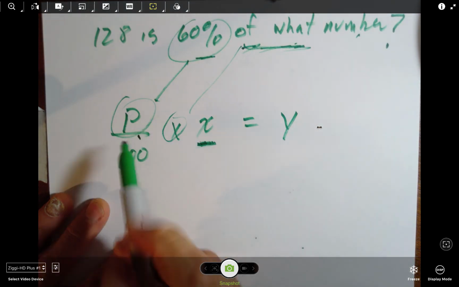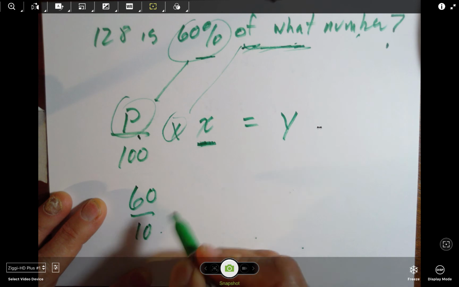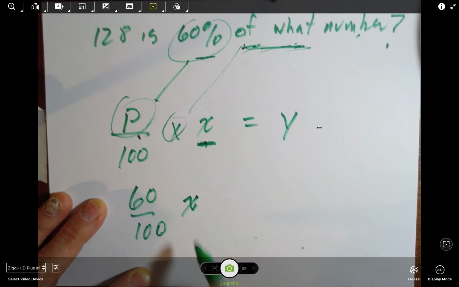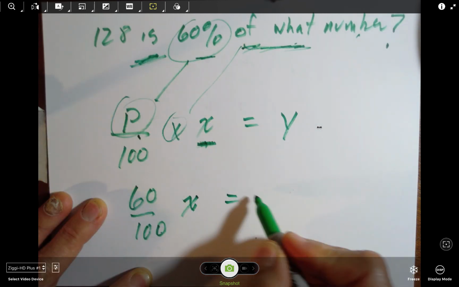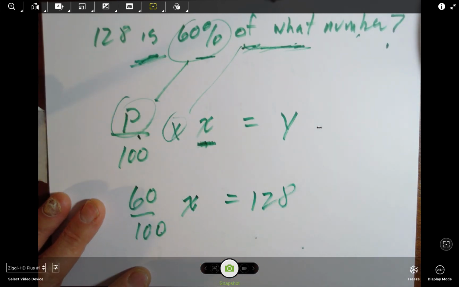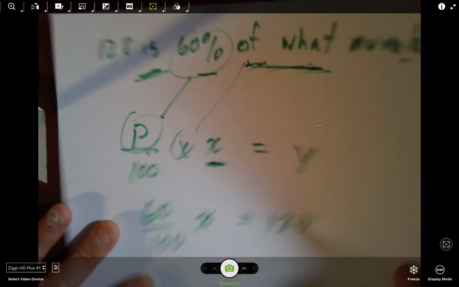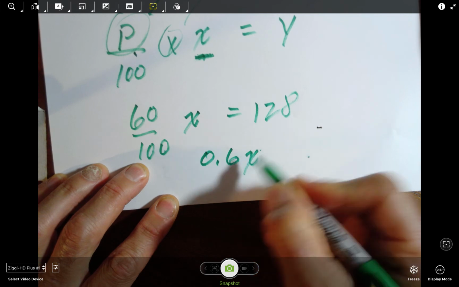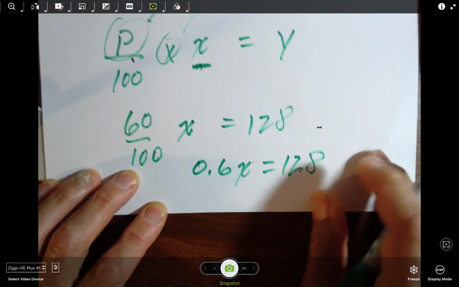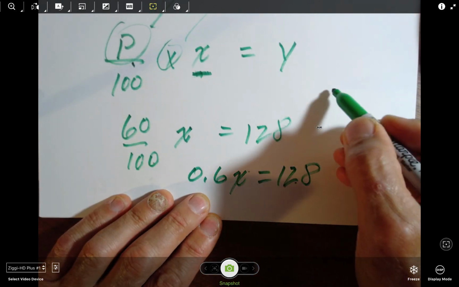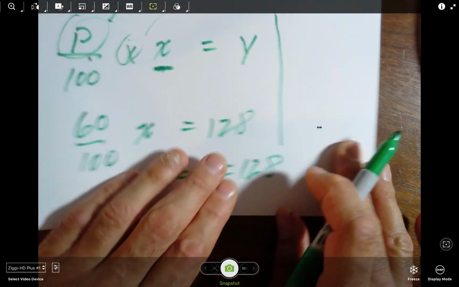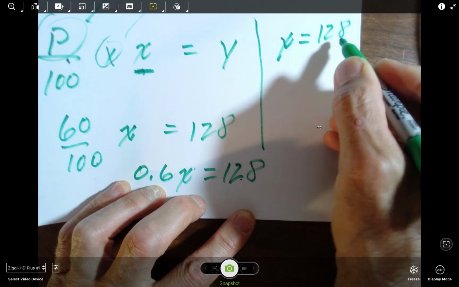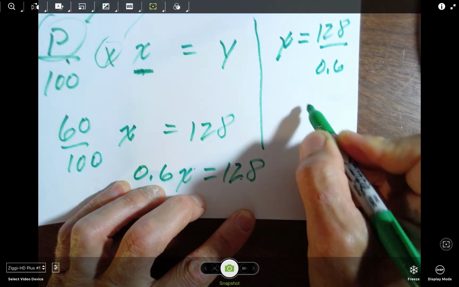So 60% of what number, of is multiply, what number is 128. So there you go. And then we solve this. 60 over 100 is 0.6, so 0.6 times x equals 128, or x equals 128 divided by 0.6.